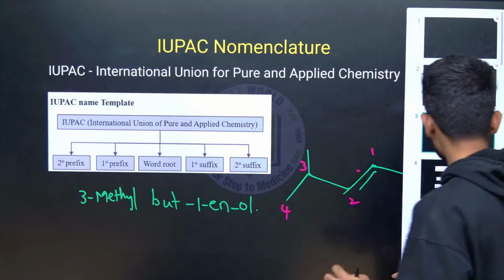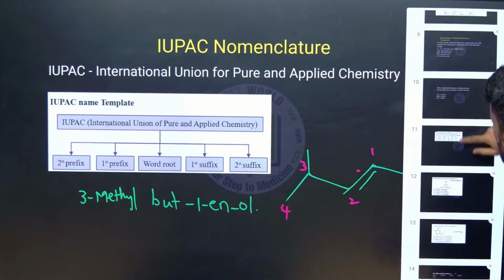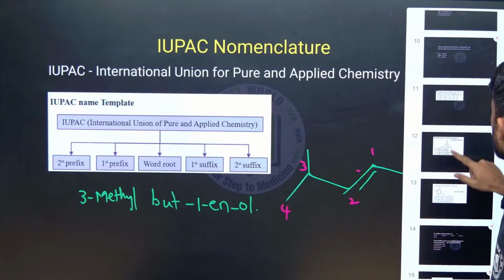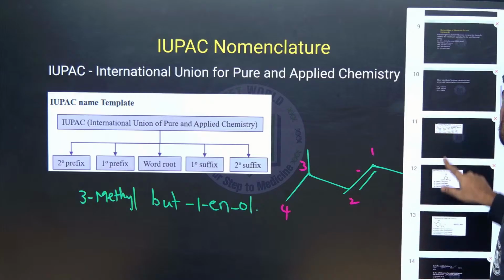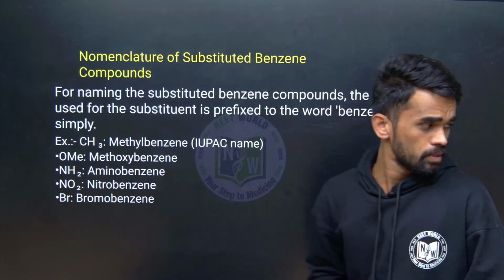Next we will be looking into the IUPAC naming of organic aromatic compounds. That is what we will be looking at here.